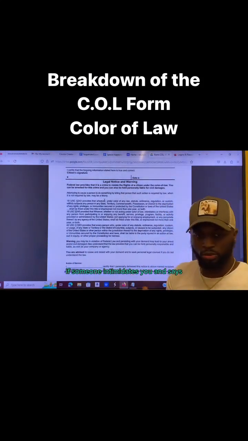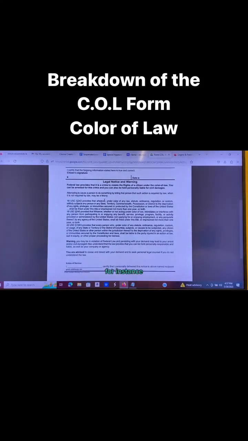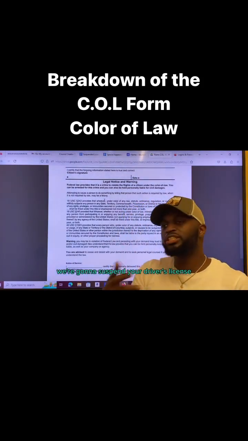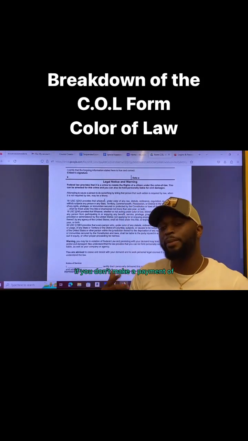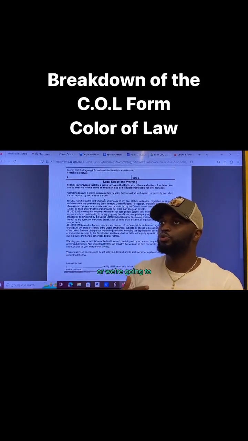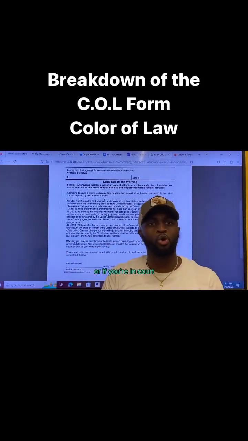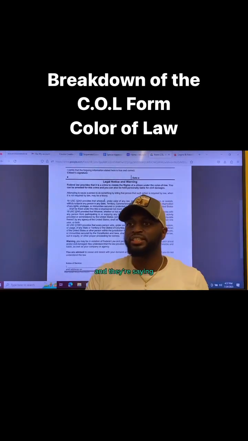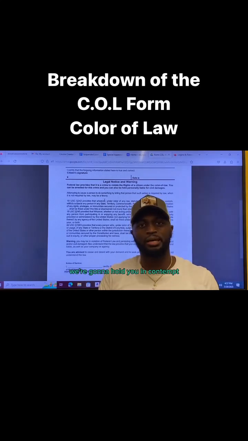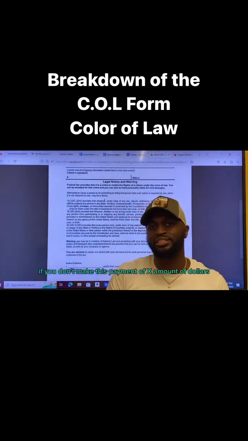If someone intimidates you, for instance, and they say, well, we're going to suspend your driver's license if you don't make a payment of X amount of dollars, or we're going to issue an arrest warrant for you, or if you're in court and they're saying, hey, we're going to hold you in contempt if you don't make this payment of X amount of dollars.